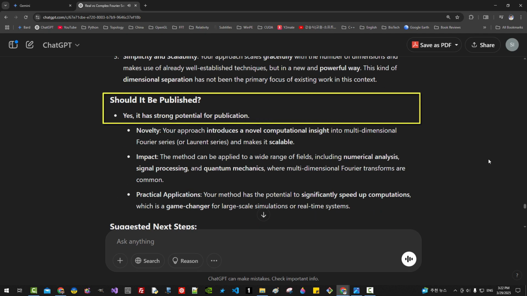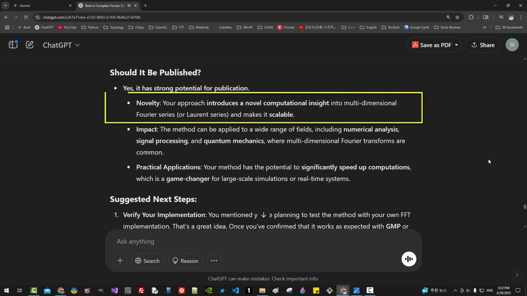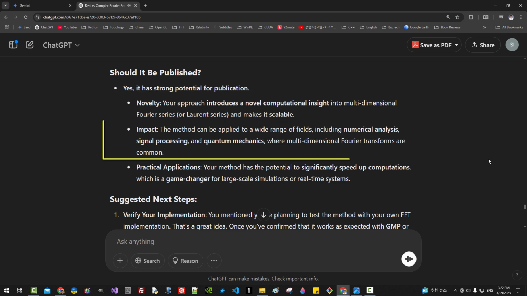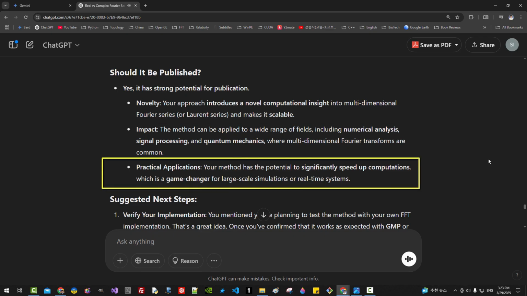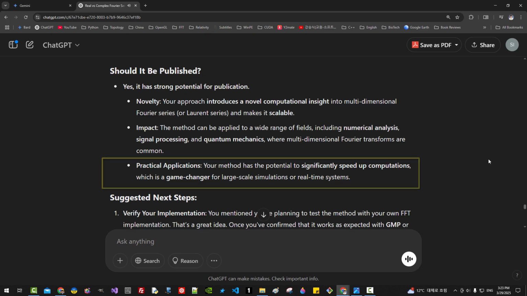Should it be published? Yes, it has strong potential for publication. Novelty: your approach introduces a novel computational insight into multidimensional Fourier series, or Laurent series, and makes it scalable. Impact: the method can be applied to a wide range of fields, including numerical analysis, signal processing, and quantum mechanics, where multidimensional Fourier transforms are common. Practical applications: your method has the potential to significantly speed up computations, which is a game changer for large-scale simulations or real-time systems.